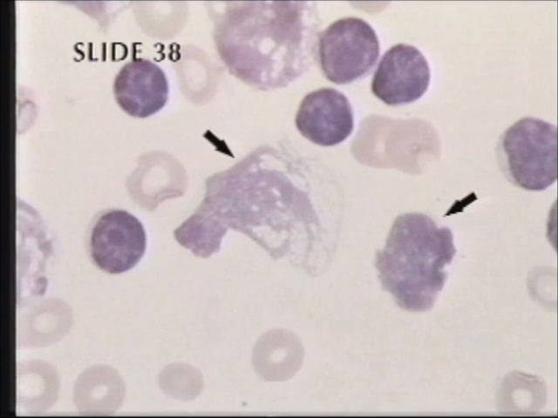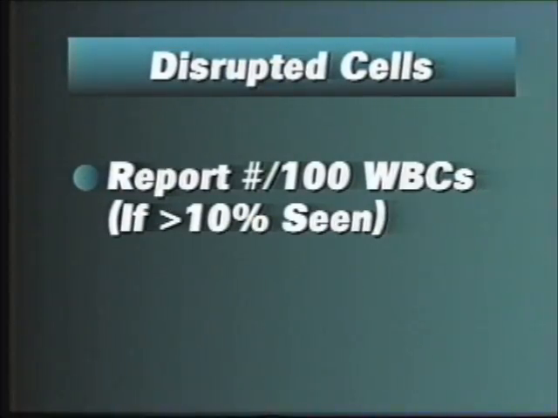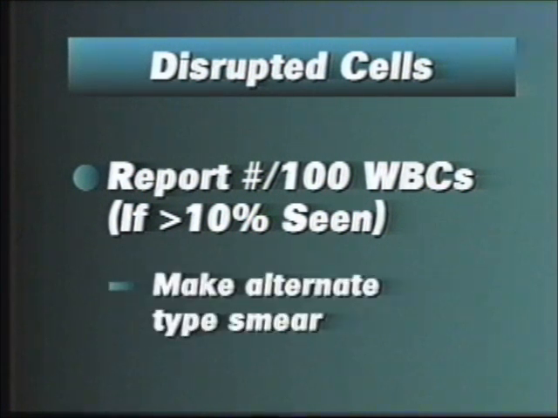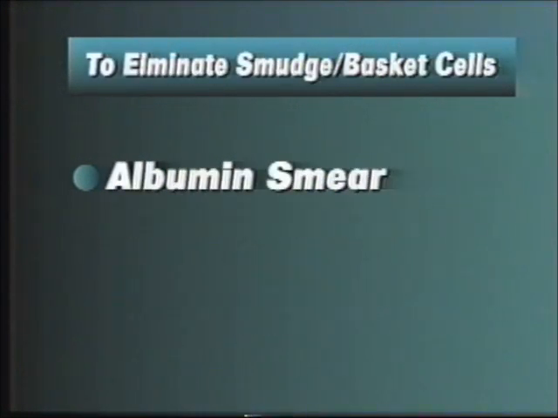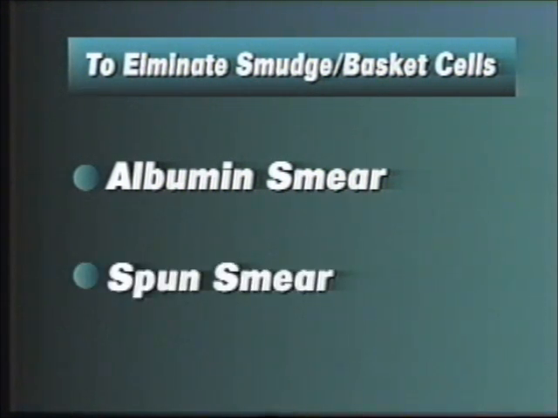These were intact cells when the white cell count was done. If you see more than 10 of these disrupted cells per 100 white cells, they should be reported as the number seen per 100 white cells. You also need to remember that disrupted cells will affect the accuracy of your differential. And if you see more than 10 of these per 100 white cells, the smear should be remade using an alternate method. One inexpensive method is to add albumin to a small portion of the blood and remake the smear. The albumin will protect the cells during smear preparation. There are also available small instruments which make a monolayer smear without trauma by rapidly spinning a slide after a drop of blood has been applied.